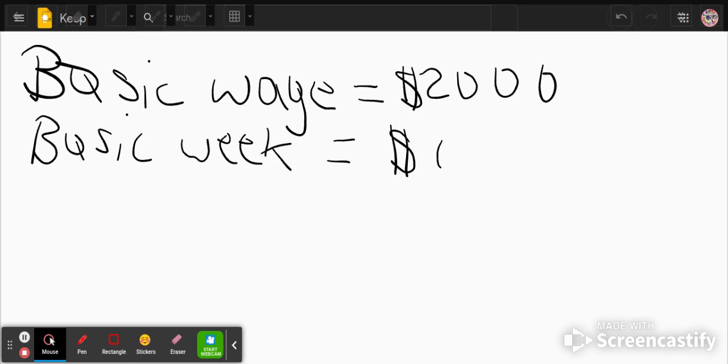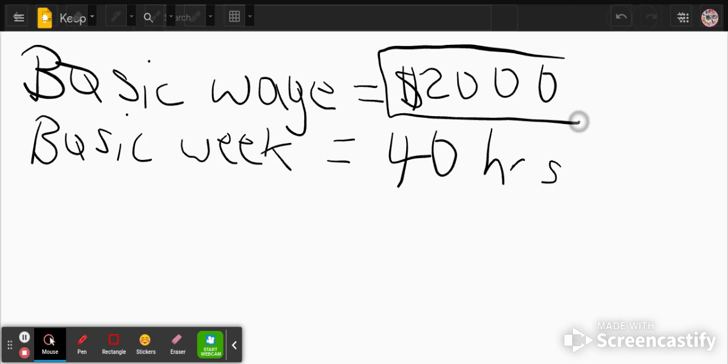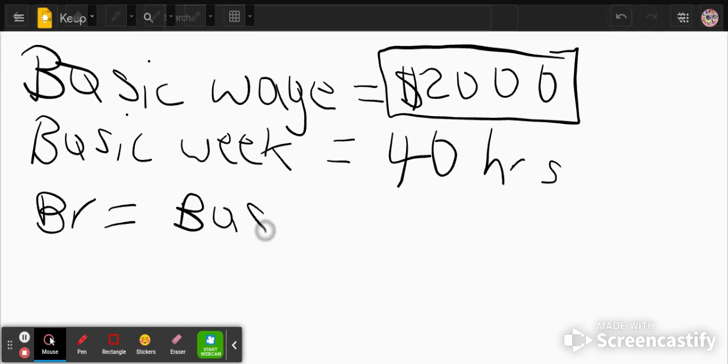So if you realize, we normally use the formula to solve for the basic wage, right? But look, we have the basic wage right here. So it's not what we're solving for anymore. We're solving for the basic rate, right? So now what we need to do is to divide the basic wage by the basic week to get the answer, right? So to do this, basic rate, right, BR is equal to the basic wage, right, over the basic week.